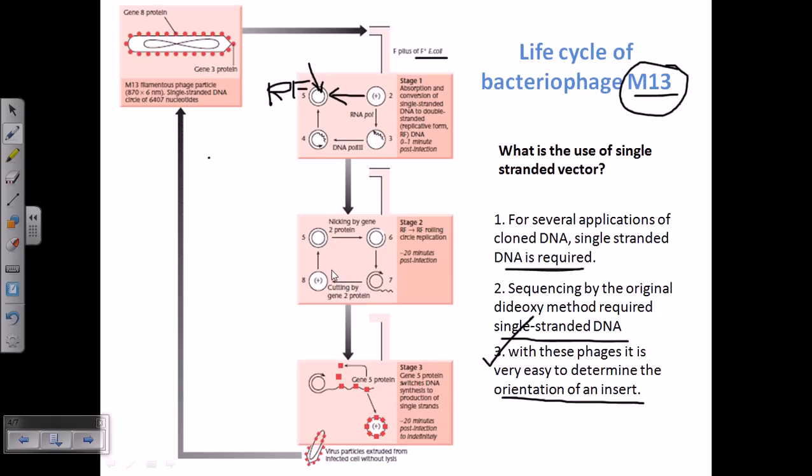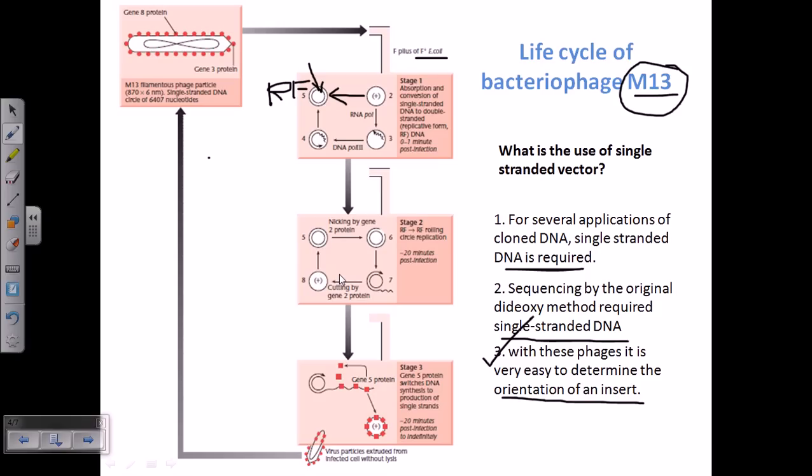After replicating in rolling circle mode, what can it make? It can make a double stranded DNA on its own, like that. Now it will keep replicating in rolling circle mode and making more and more copies of this DNA, until and unless they receive a signal from a protein called the gene 5 protein.